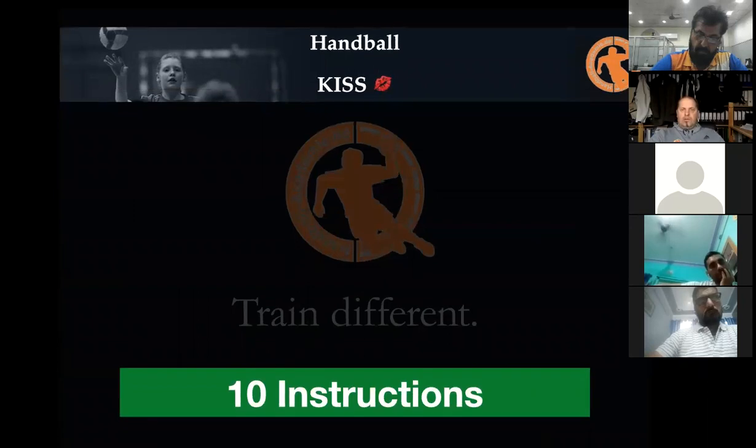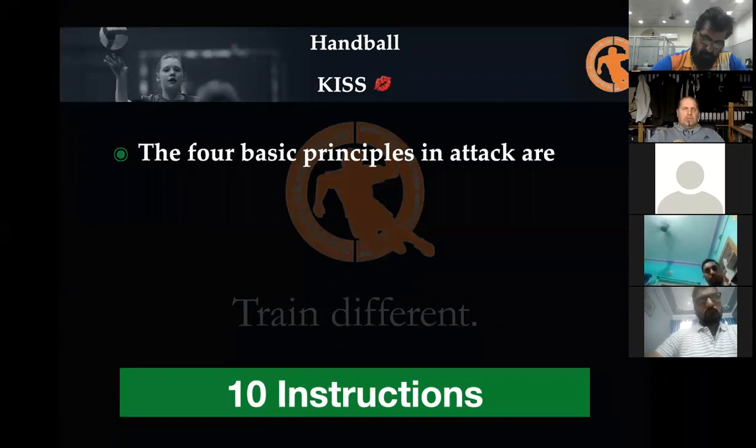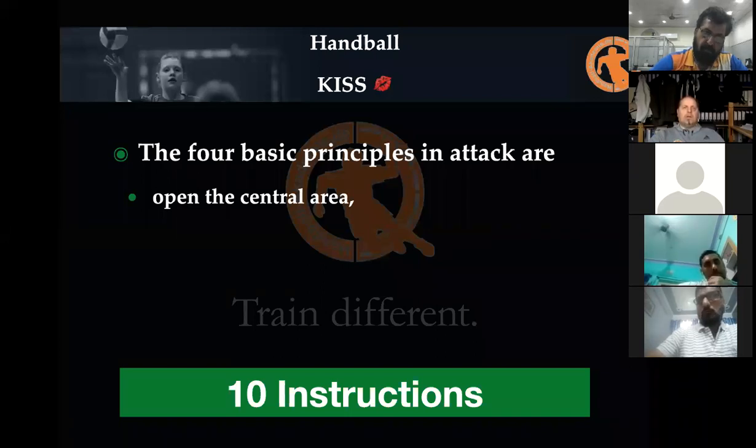Instruction number 5 is about the 4 basic principles in attack. And very often when we were speaking about attack, about individual attack, about cooperation, about team play, we came back to the first basic principle, which is always to open the central area. This is something really very basic, because attack, first of all, is a problem of space. The more space you have, the better it is. So it's easier to attack in an open space.